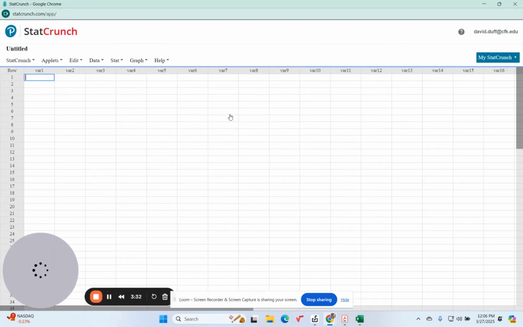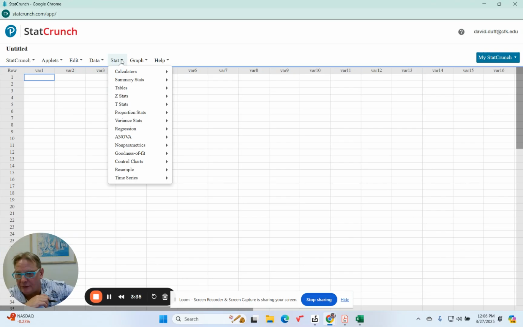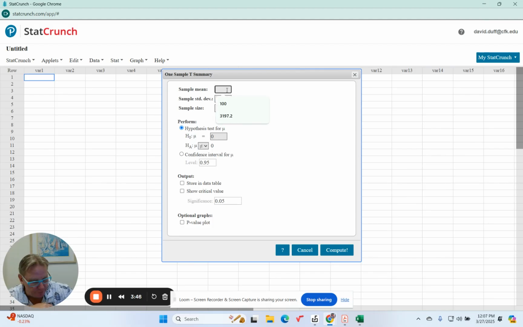All right, and I'm going to enter the summary statistics that I took down. So we're going to go to Stat, and now we're going to go to T Stats for the t-distribution. One sample with summary is going to ask us for the mean, which was 3.83. It's going to ask us for the sample standard deviation, which was 0.67. The sample size was 92. We're testing to see whether the mean is equal to 4 or not equal to 4, and we have a significance level of 0.10. And then we hit compute.